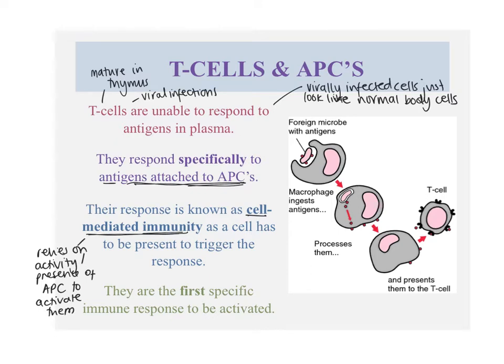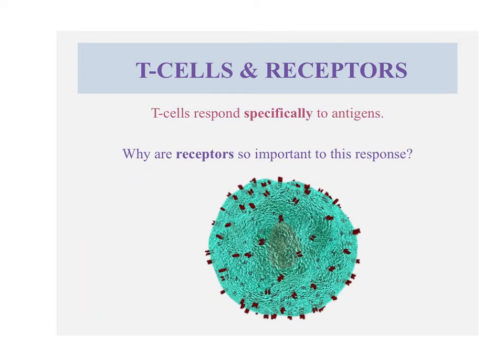Remember, this is about T cells, we're not talking about B cells at the moment. And because we've got this cell-mediated immunity, it's a lot less faffy. This is the first of the specific responses to be activated. So B cells act after T cells do. Now, the T cells are responding specifically to antigens that are on the antigen presenting cell to activate them. That's the cell-mediated immunity.